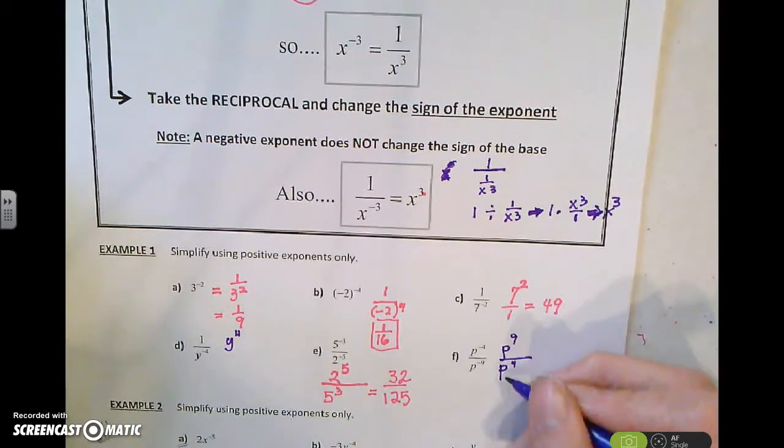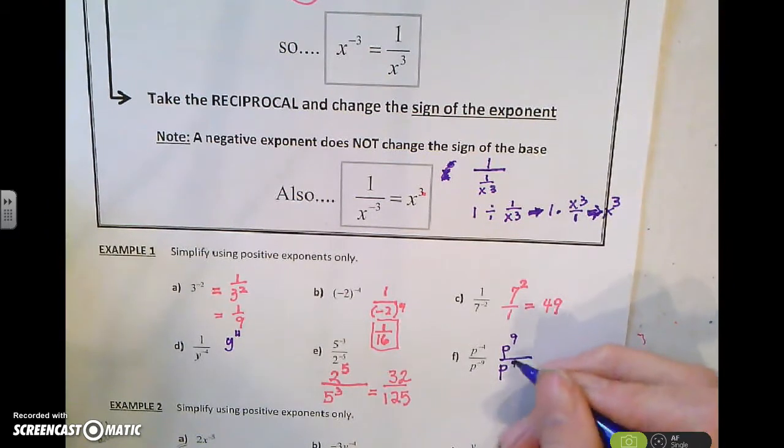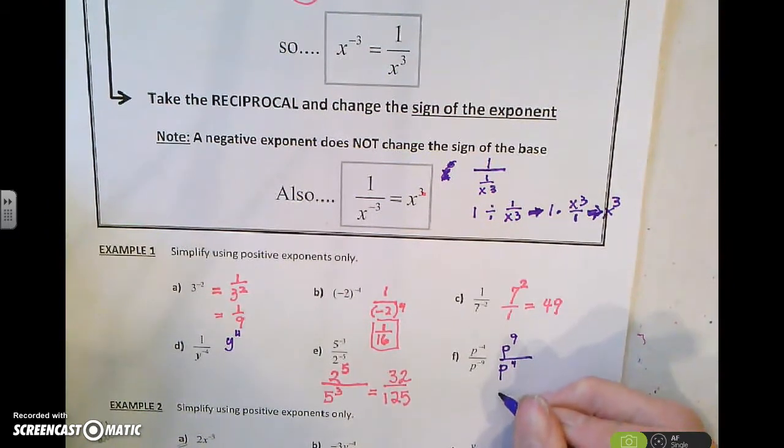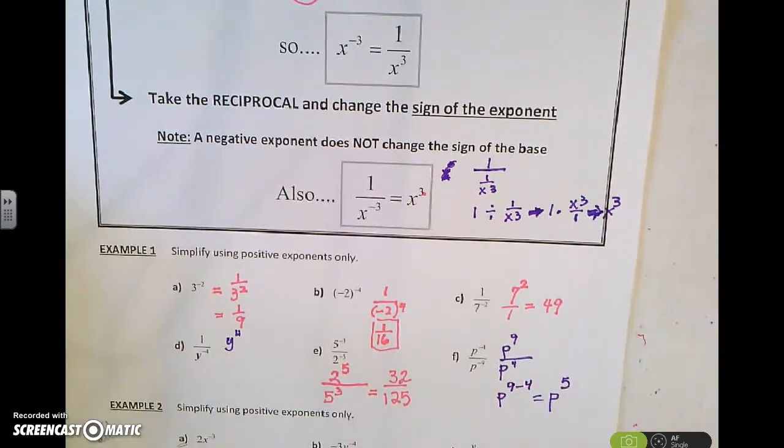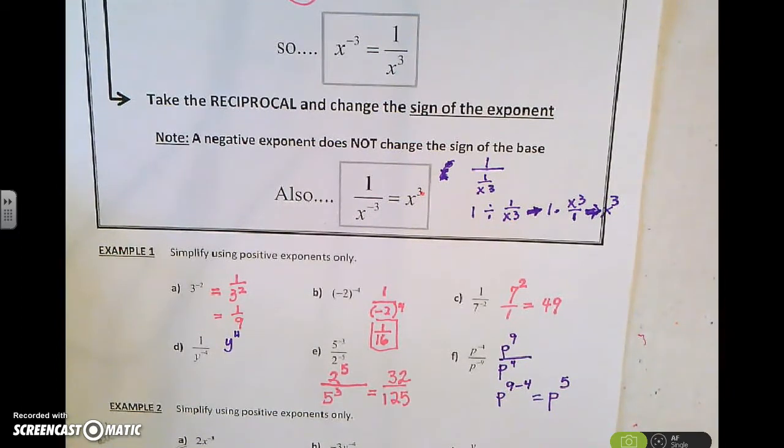Now we're going to use our division rules, and when we divide, we subtract exponents. So that's going to be p to the 9 minus 4, which is going to be p to the 5th. Now once we start getting to this point, there's options of ways to work it. This was one of them.